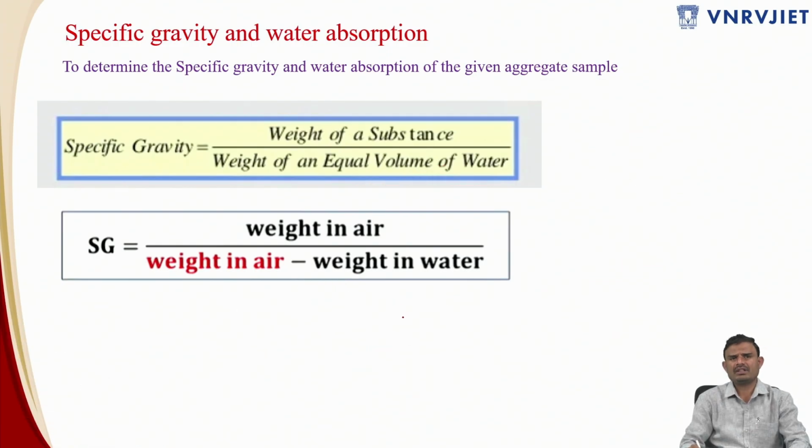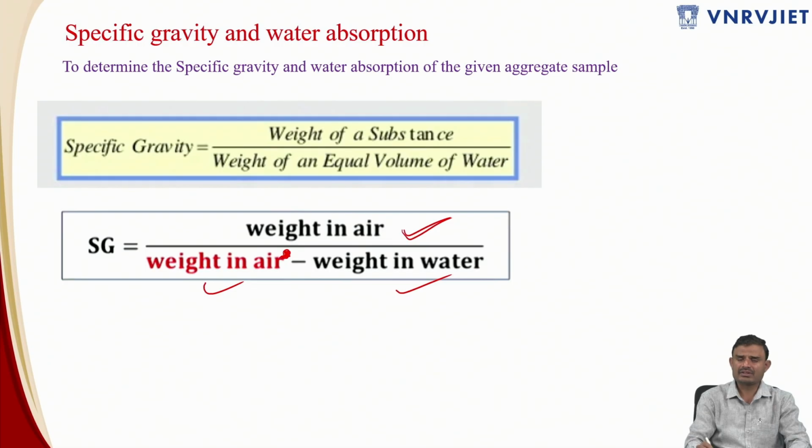I repeat, it is the weight of the unit material divided by the weight of an equivalent volume of water. So this can also be written as: specific gravity is equal to weight in air divided by weight in air minus weight in water. This weight in air is an important parameter. The weight in air remains constant, that is the weight of the oven dried aggregate, which remains constant in different conditions.